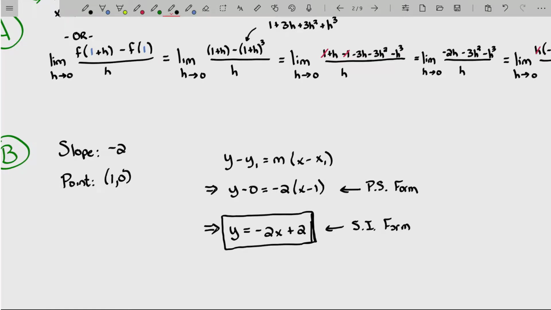Some instructors are totally fine with you leaving your work in point-slope form. However, not all of them are. So just get used to moving things into slope-intercept form. It's a more useful form in a lot of situations. Although I have to admit, the point-slope form is really nice to deal with. But I'm trying to prep you for anybody.